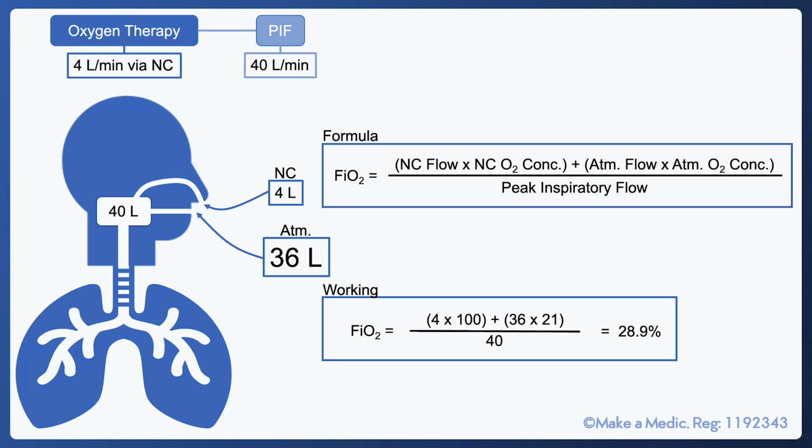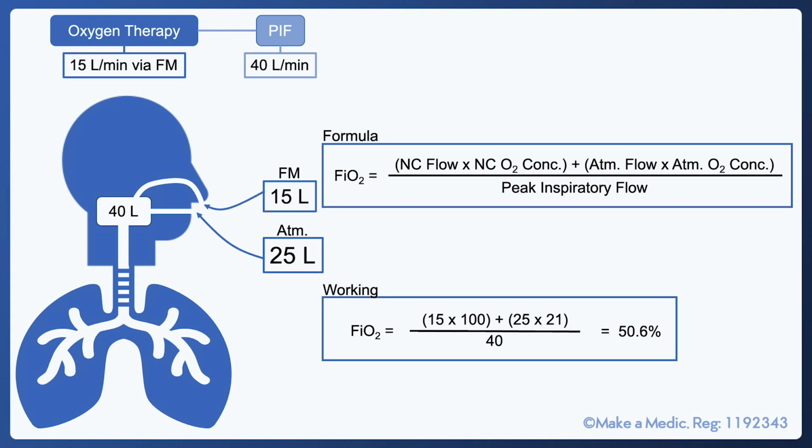If we then decide to change her from a nasal cannula to a 15 litre per minute face mask, a greater proportion of the air that they are breathing in will be 100% oxygen coming from the face mask. This will mean that the FiO2 achieved is around 50.6%.